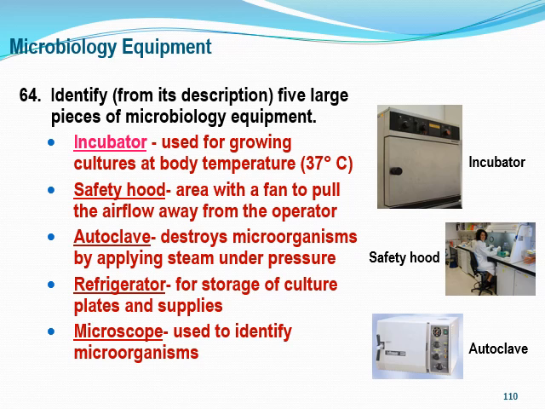So identify from its description five large pieces of microbiology equipment. If on a test you were to see something that says used for growing cultures at body temperature, 37 degrees Celsius, you would know that was an incubator, right? If I put on there an area with a fan to pull the airflow away from the operator, which you see in the second picture there, you would know it's a safety hood, and on and on.